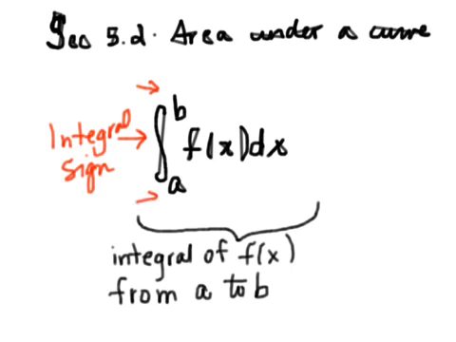Now, the A and B, this is the domain. You will start your graph at A and end it at B. A is called the lower limit. B is called the upper limit. This is a higher number.